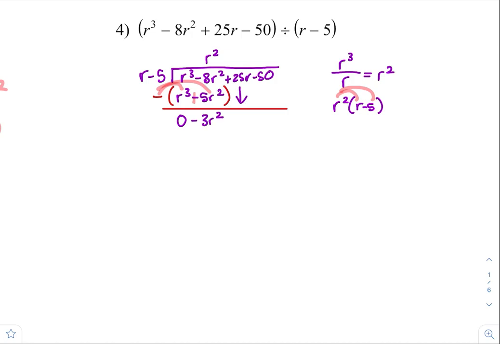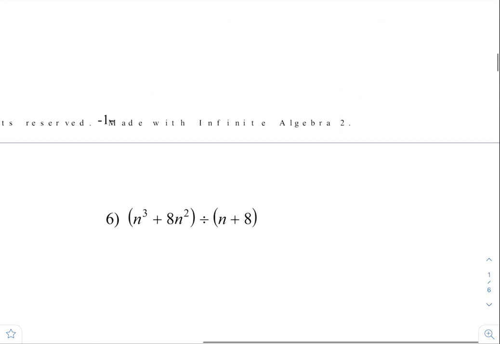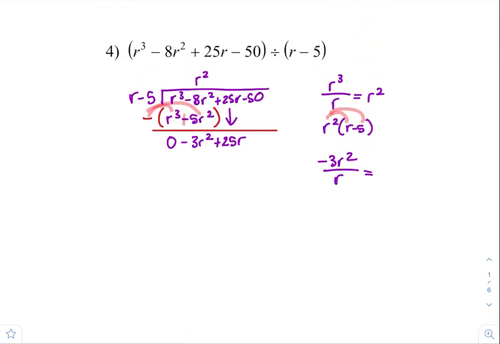And then we drop. And then we start it all over, right? Highest degree inside the division symbol now is negative 3r squared, divided by the highest degree on the outside, which is still r. Negative 3r squared divided by r is negative 3r. Now we gotta distribute negative 3r into r minus 5, the outside polynomial.